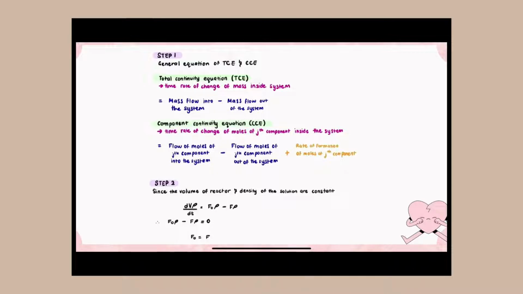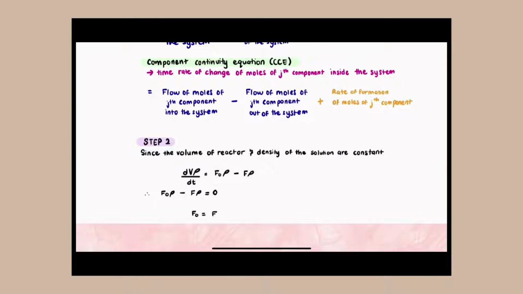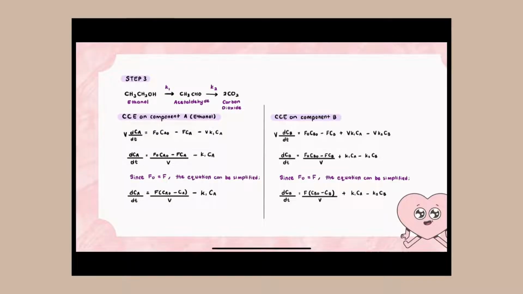jth component. So in step 2, since the volume of the reactor and density of the solution are constant, dV rho over dt equals F naught rho minus F rho. Since the volume and density are constant, we cancel them out. So it is left with F naught equals F. So in step 3, ethanol is oxidized to acetaldehyde and oxidizes to carbon dioxide.